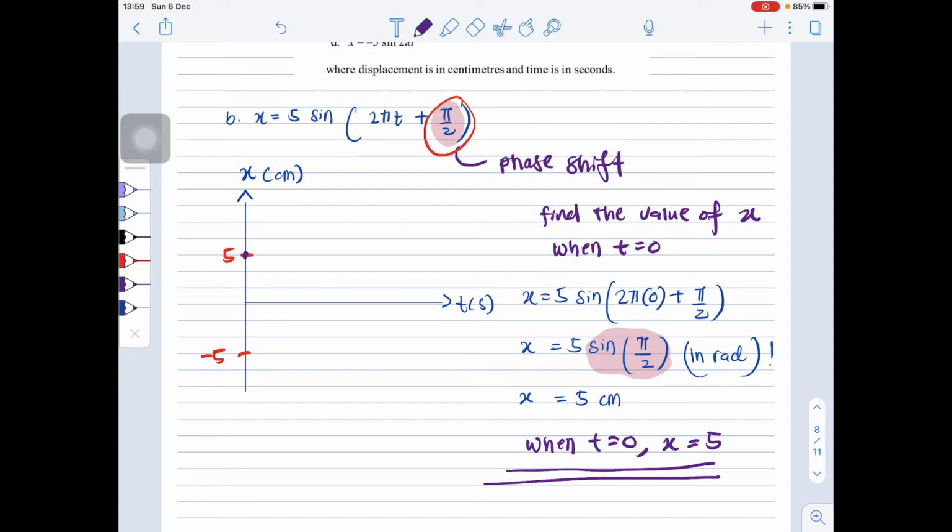Okay, so we start here and then we go down and then go up again to make one complete cycle. So dekat sini dia akan jadi sama jugalah sebab it is 2 pi. This one is the omega. So the period will also be 1 second here, and then here will be 1/2. Okay, so this will be the graph for question B.